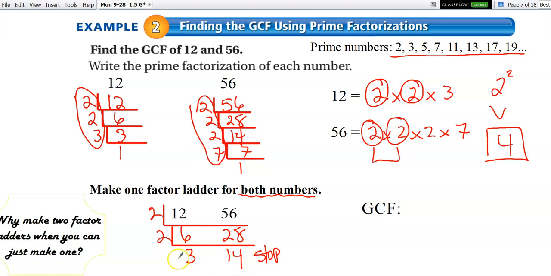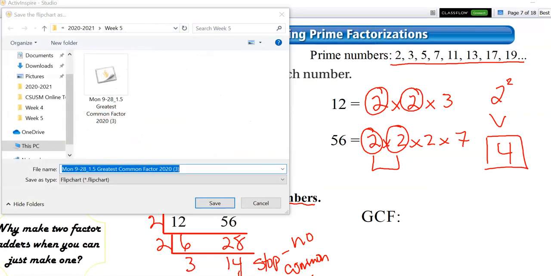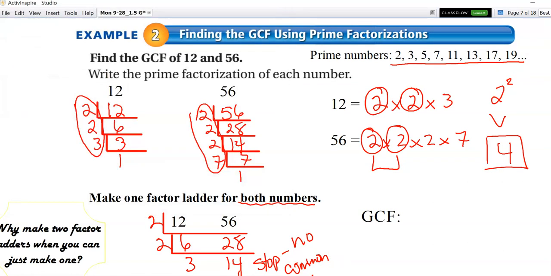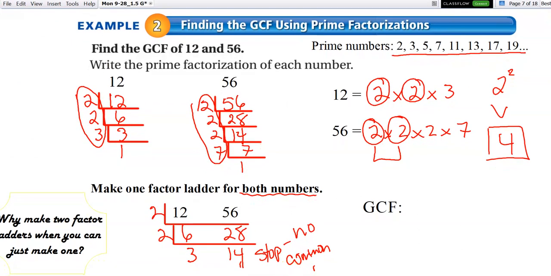Sometimes this very last part of the ladder, you have both prime numbers, but you don't have to, it doesn't have to end in both prime numbers. 3 is prime, 14 is not. The important part is they have no common factors, right? If they had common factors, then you would have had to keep dividing, but they don't. So I'm saying stop because they have no common factors.